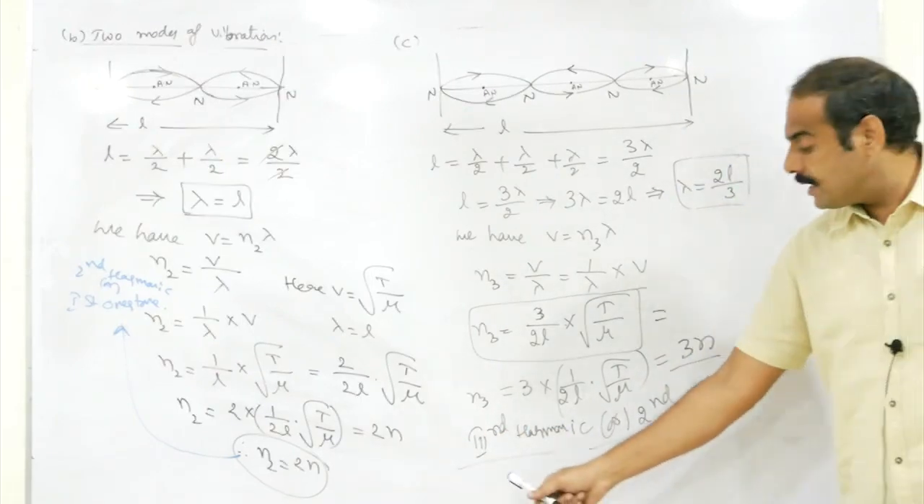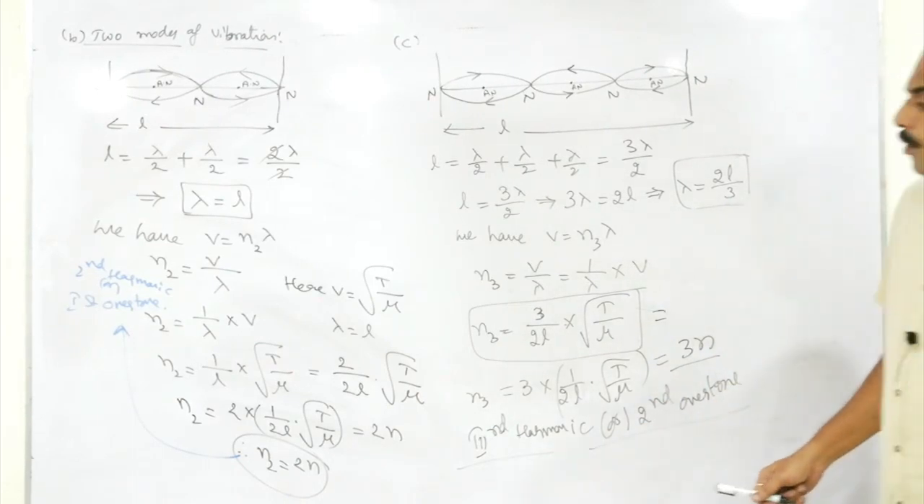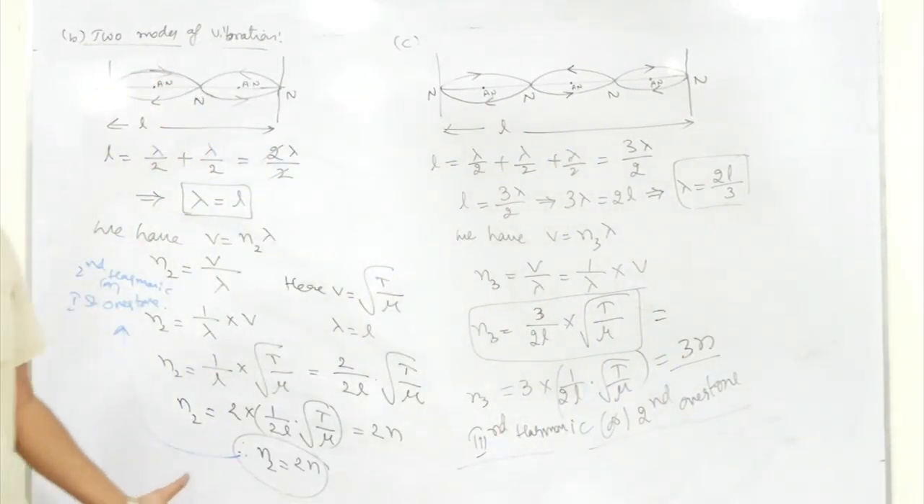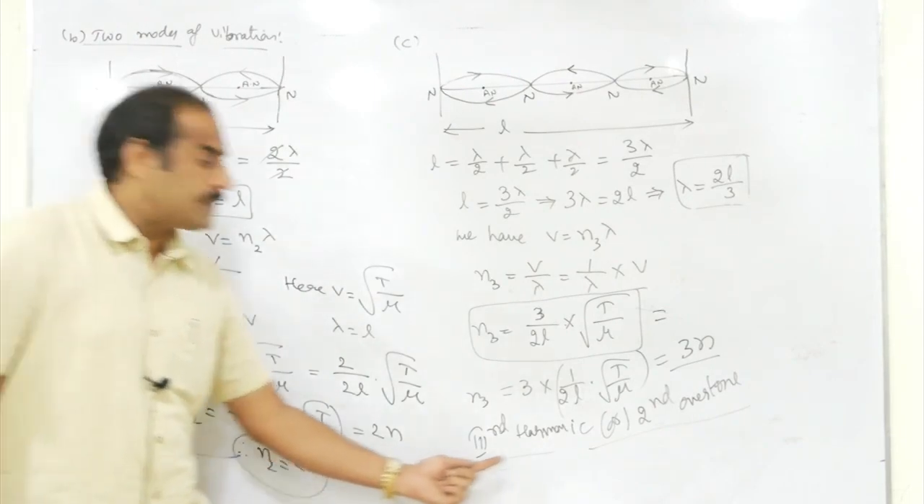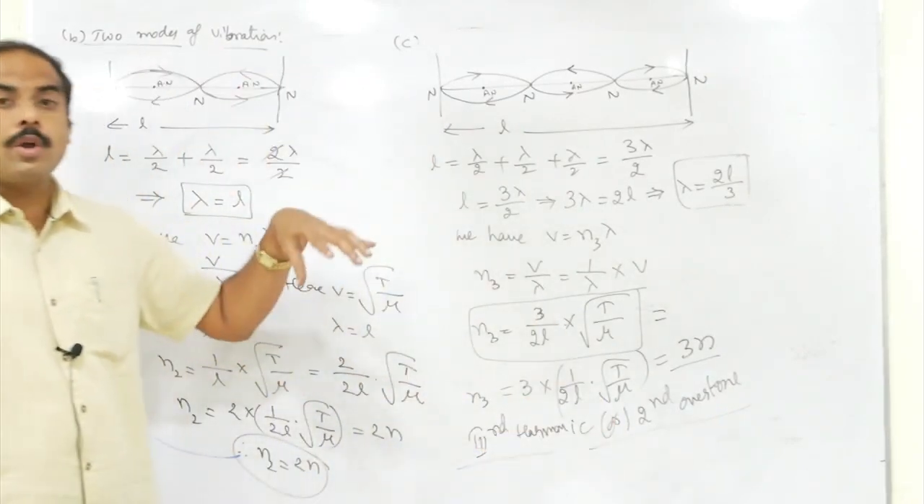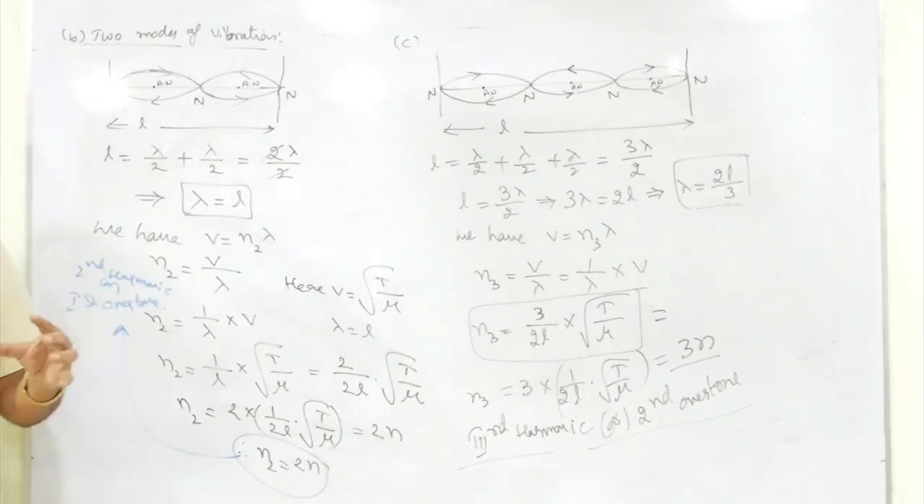You can call this the third harmonic or second overtone. What is this one? This is the second harmonic or first overtone. What is this one? Third harmonic or second overtone. This is the frequency when the string vibrates with 3 segments.